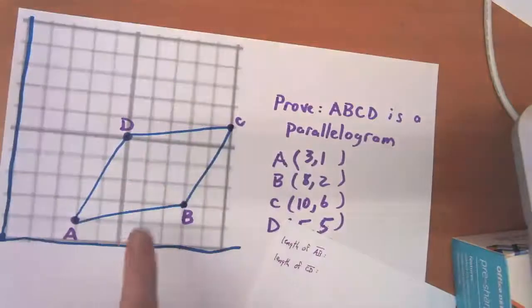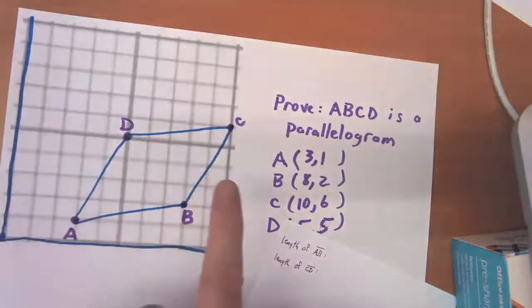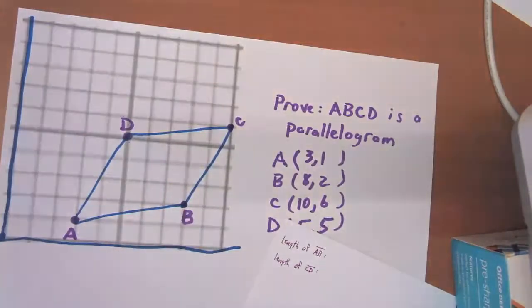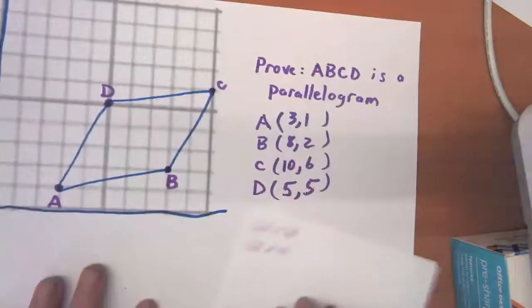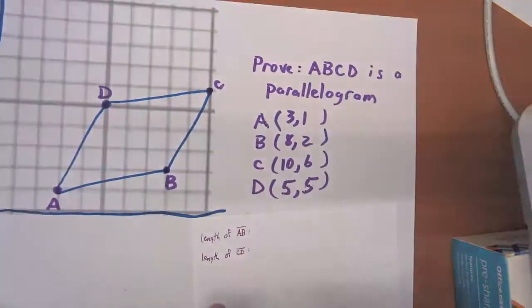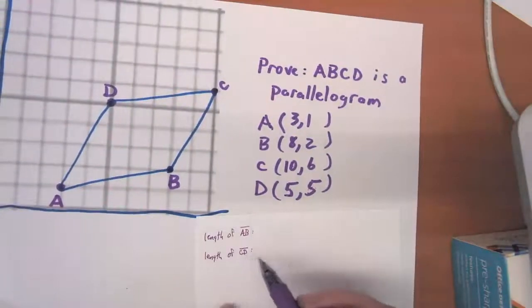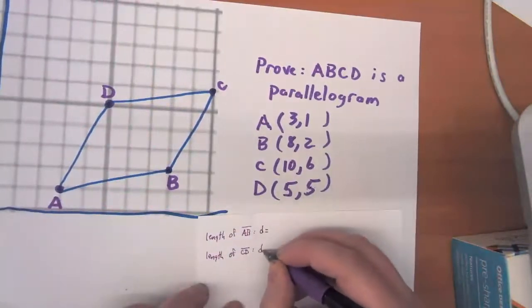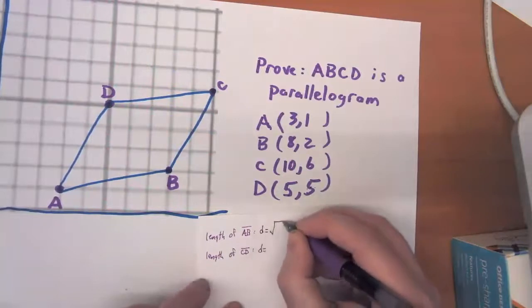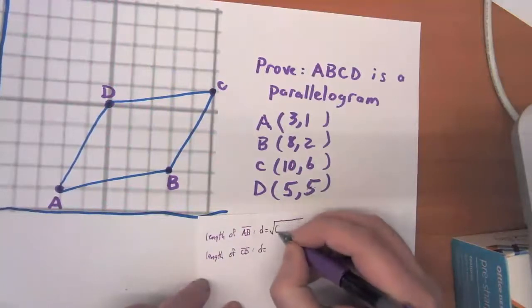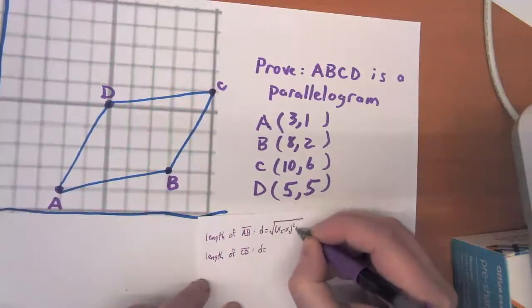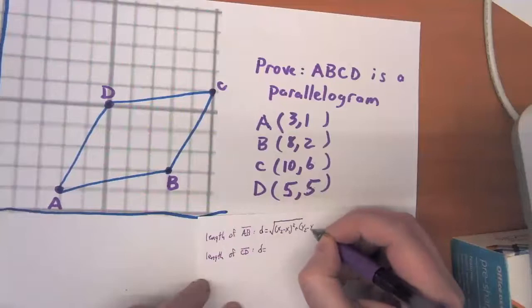Remember that we can do more than just show that these sides are parallel. If we show that the opposite sides are congruent, that's also enough information for us to conclude that it's a parallelogram. So this time, we want to calculate the length of AB and the length of CD. And to calculate the length, we use the distance formula. The distance is the square root of x2 minus x1 squared plus y2 minus y1 squared.